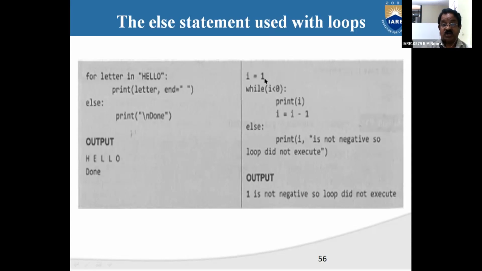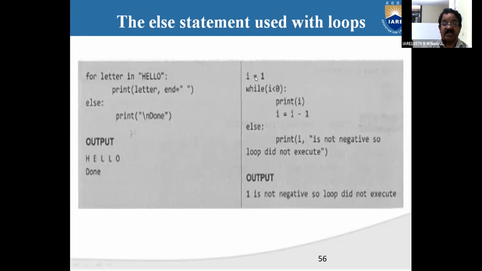Now, what is the value that you have initialized? I equals 1. This is going to check the condition: 1 is less than 0? No. Since the condition has not been satisfied, the condition is false, so it will enter the else block, and whatever statements you have written there are going to be executed. That is, "1 is not negative, so loop does not execute." So like that, it will come out of that.